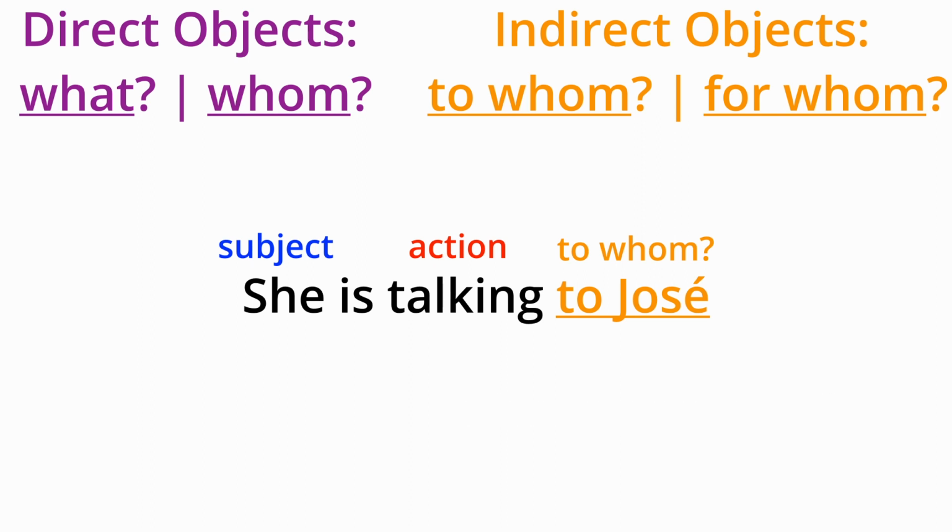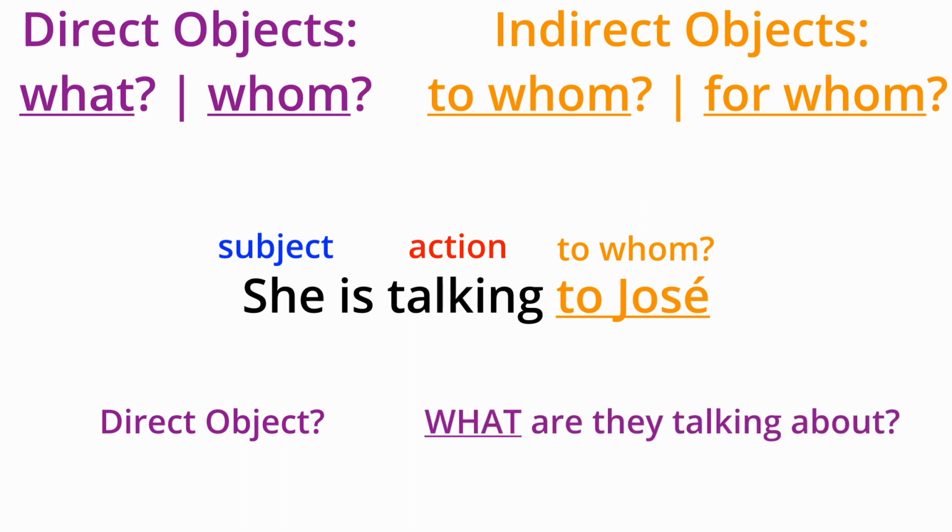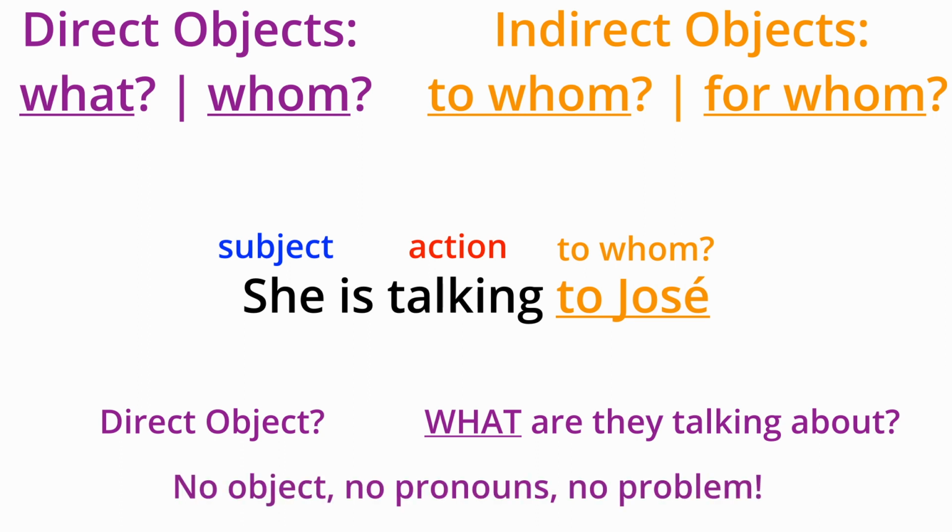You may be wondering where the direct object in the sentence is. The thing is that not all sentences need to have direct objects, and that's okay. What I mean is, they are not always explicitly mentioned in a sentence. So while she is talking to Jose, the direct object would be whatever they are talking about. But since there's nothing in this sentence that can answer the question what or whom, we don't have to worry about a direct object. And therefore, there's no need to worry about direct object pronouns, because there's nothing here to replace. I hope that's clear.